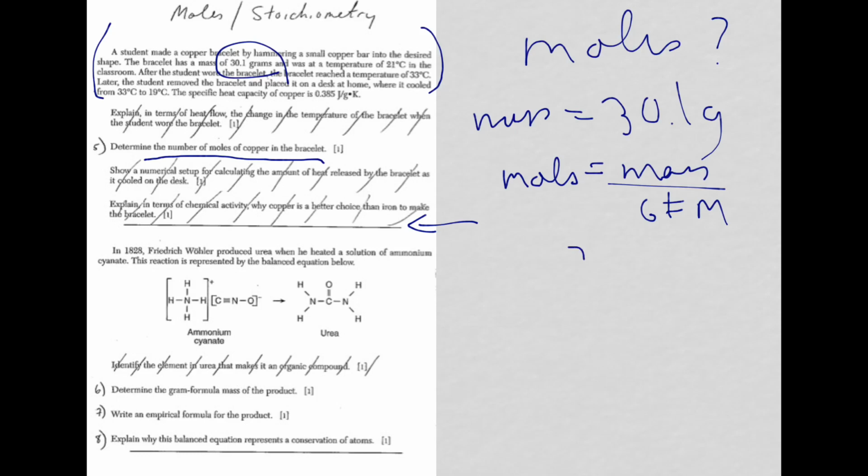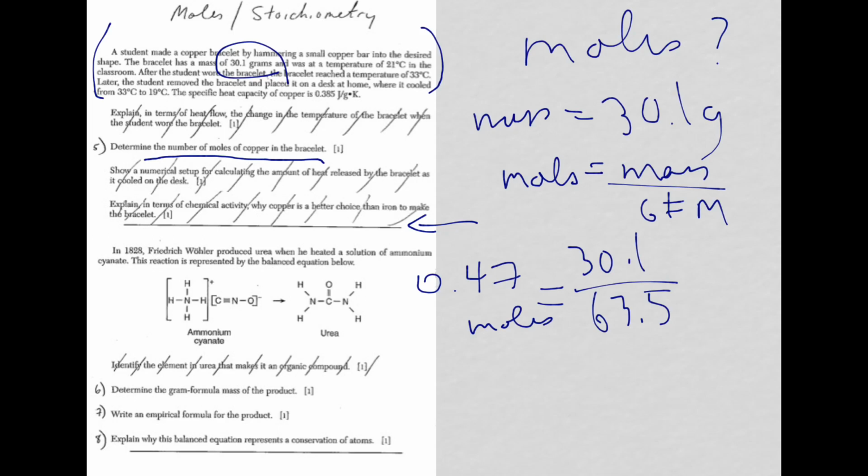So I have 30.1 grams, and I'm just determining, so I don't have to show anything, divided by 63.5 grams per mole, and I'm going to end up with an answer of, I put it down as, 0.47 moles. It didn't say anything about sig figs, so you could go out a couple of decimal places, you could round it to 0.5, and you'd be fine.